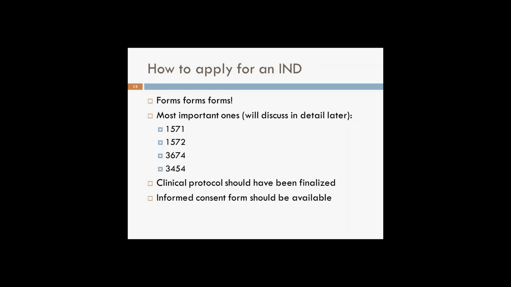So how to apply for an IND is fill out lots of forms. There are 4 important ones, and we'll discuss them in detail: 1571, 1572, 3674, and 3454. All those acronyms, you start to kind of memorize them. If you get numbers, you'll memorize them at some point.